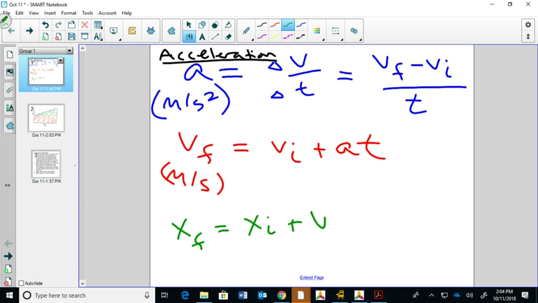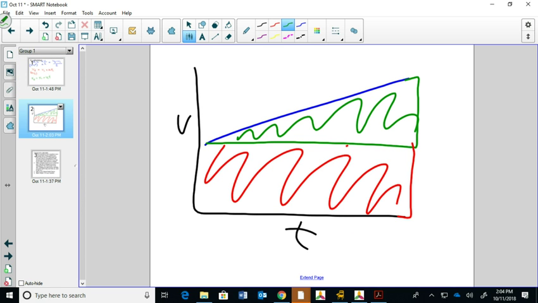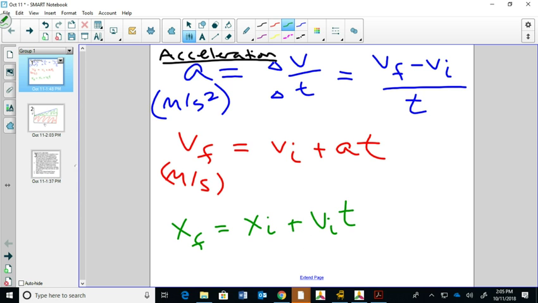Plus vit. The vi is the initial velocity. At what point, how fast was Sean going when he started? He was already going 55? Okay, that's my initial velocity. And then how long were we going there? Let's say this is 10 seconds. He was already at 55. Are you with me, friends? Okay, so that's what this piece is giving you, that vit.